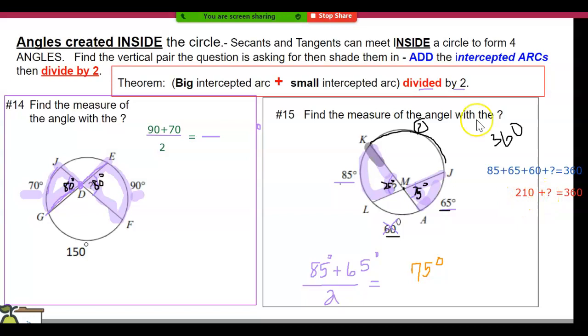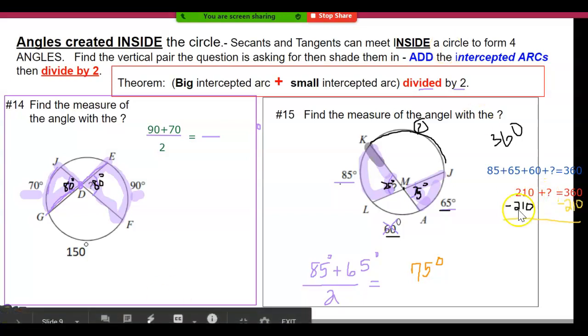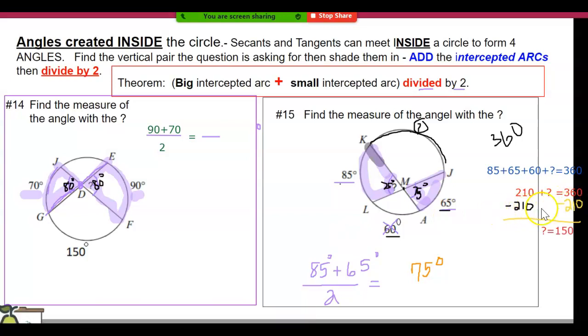So you're going to subtract from both sides. Solve that equation. You subtract 210 from both sides. 360 minus 210 is 150. So then this arc right here would be 150 degrees, the degree measure of KJ, 150 degrees.